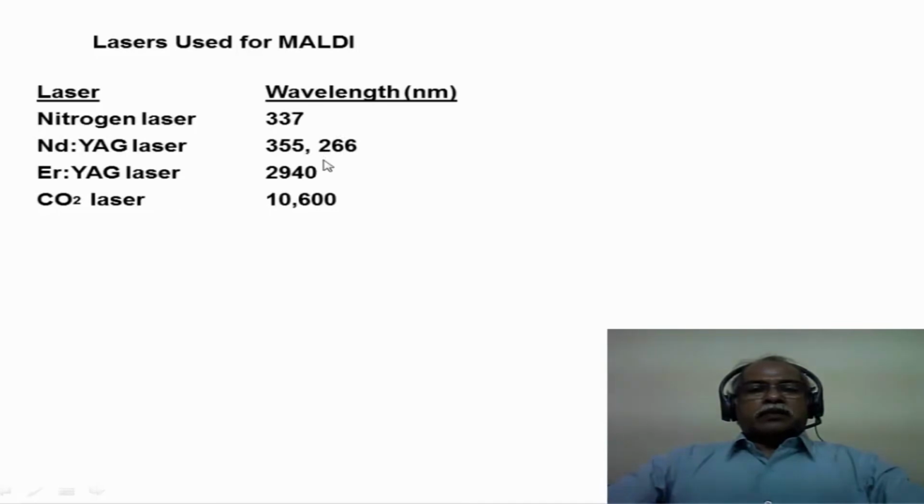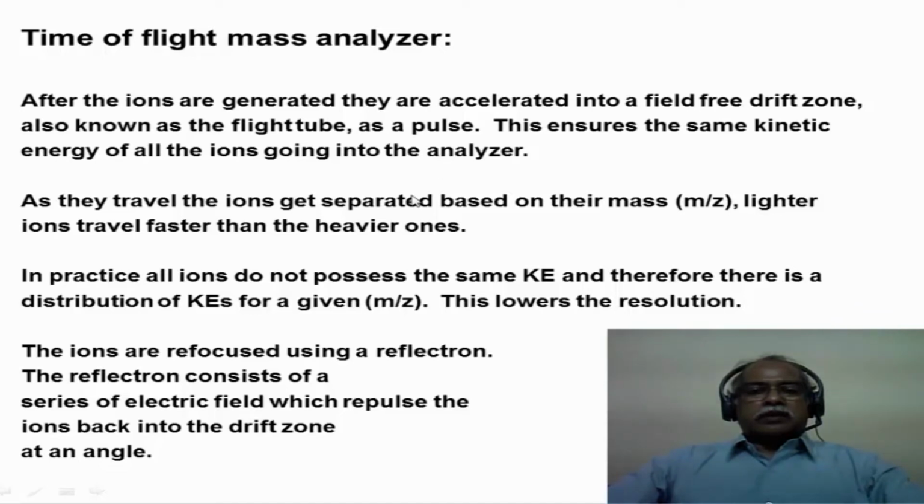The lasers that are normally used are shown here. As you can see, they can be either ultraviolet lasers, near infrared lasers, or far infrared lasers can also be used for this purpose. And typically a nitrogen laser is what is used in most MALDI spectrometers. Sometimes a YAG laser is also used. The second harmonic and the fourth harmonic generations of the YAG laser are used for this particular purpose.